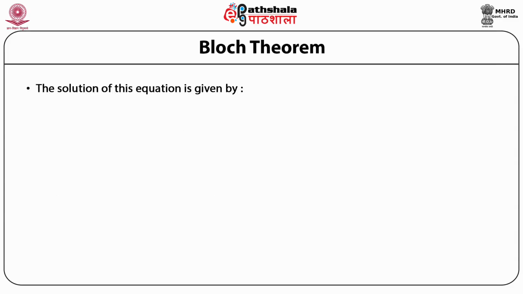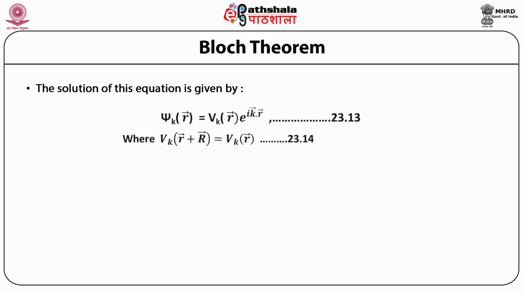The solution of this equation is given by psi subscript k of r vector equal to capital V subscript k of r vector times exponential of i k vector dot r vector, which is represented as equation 23.13, where V subscript k of r vector plus capital R vector is equal to V subscript k of r vector, which is represented as equation 23.14.